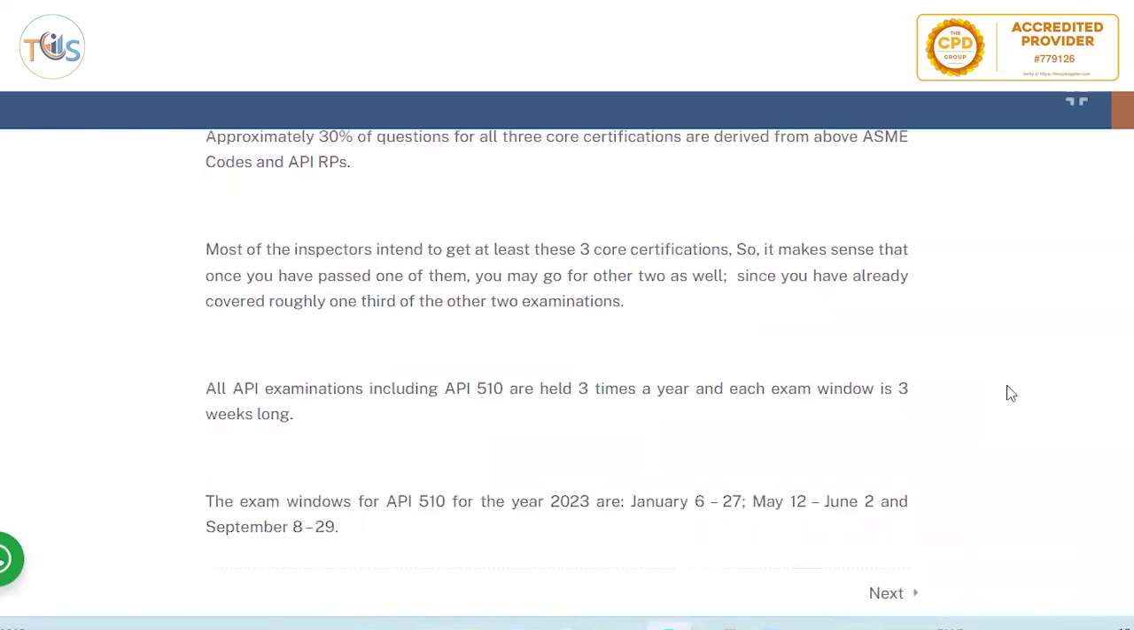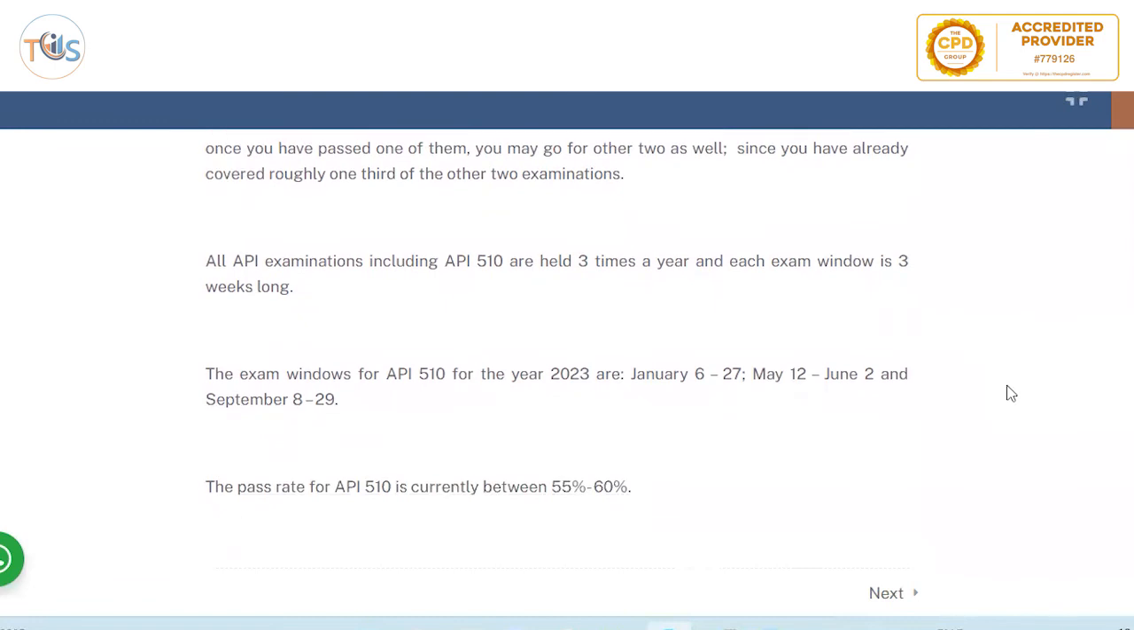All API exams, including 510, are held 3 times a year. Each exam window is 3 weeks long. For 2023, it is January 6 to 27, May 12 to June 2, and September 8 to 29. So there is a 3-week window, and it is held 3 times in 2023.